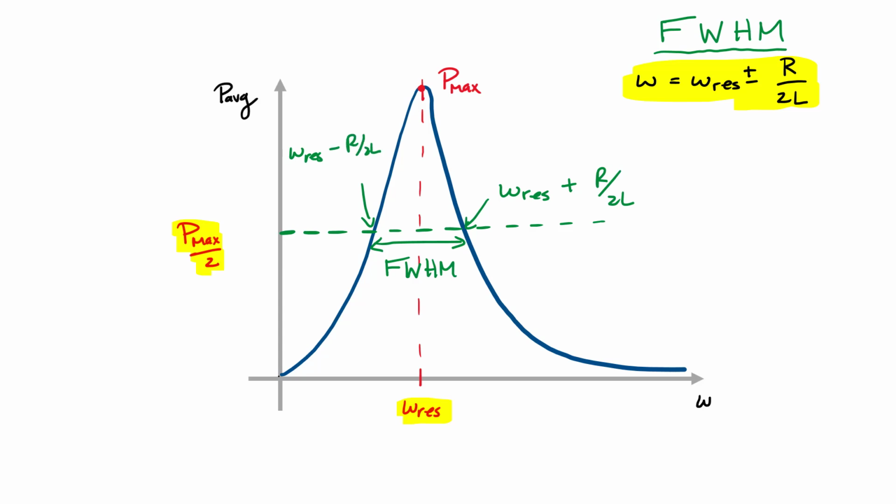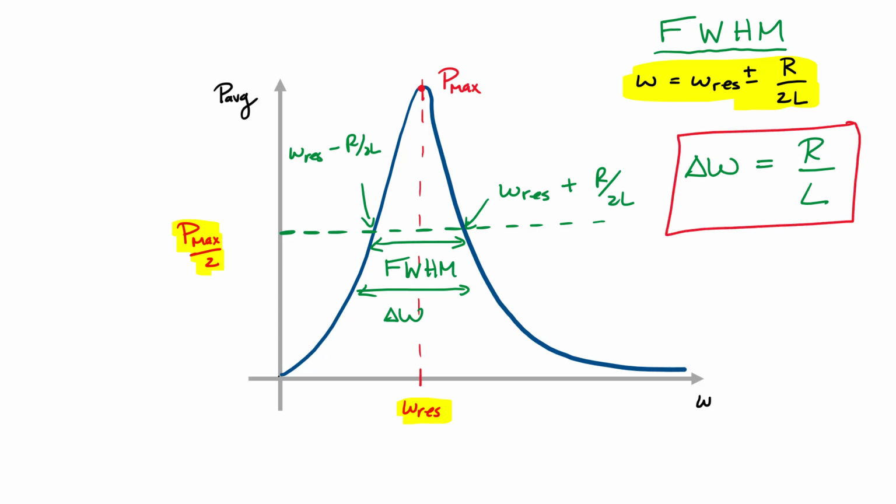This is what you define as the full width of the curve at half maximum. It's defined in terms of the power. And now this width, which you can see has a certain size, is sometimes called delta omega. That width, delta omega, for this LRC circuit, if you just take the difference between the positive and the negative solution, you're simply left with r over L. So this is an important parameter that describes the width of that curve.